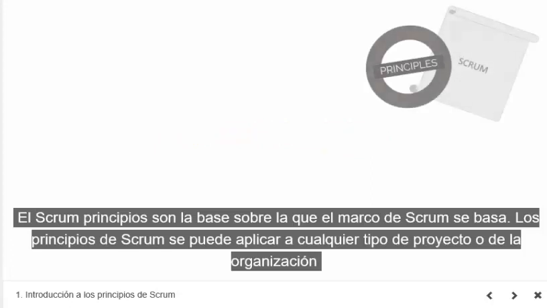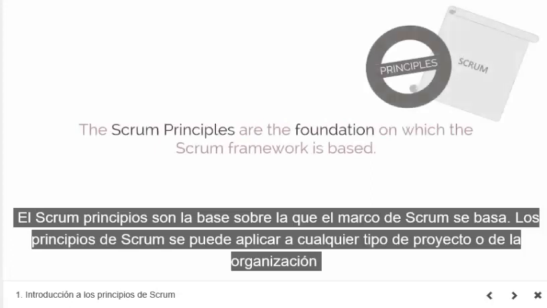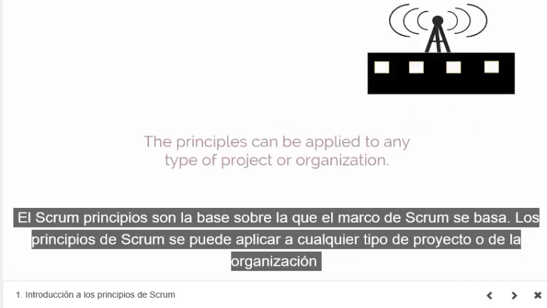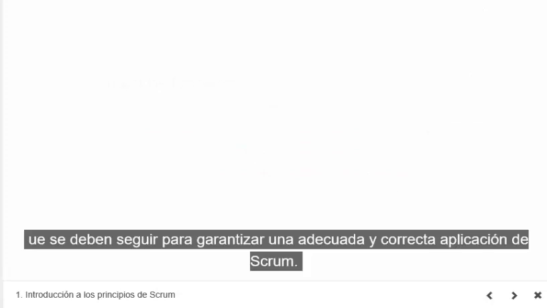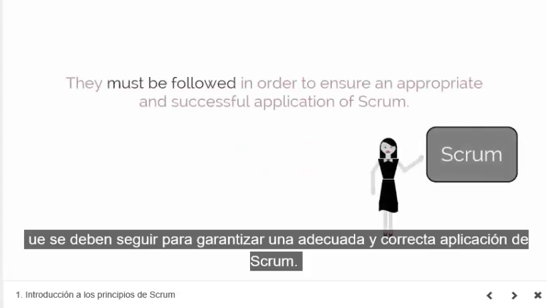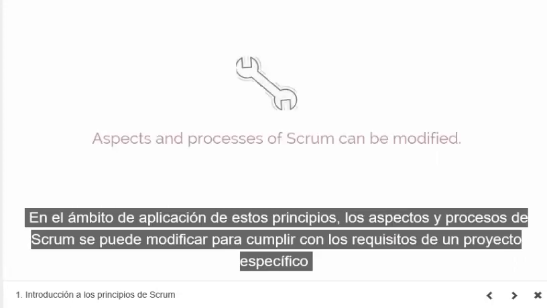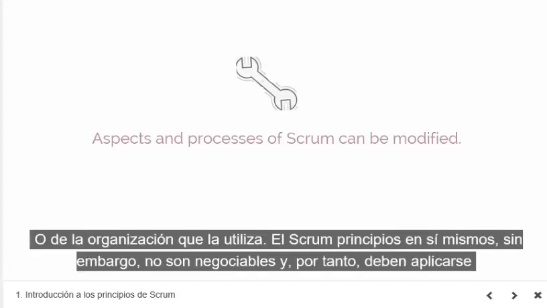And the Scrum Principles are the foundation on which the Scrum framework is based. The principles of Scrum can be applied to any type of project or organization. They must be followed in order to ensure an appropriate and successful application of Scrum. Within the scope of these principles, the aspects and processes of Scrum can still be modified to meet the requirements of a specific project or of the organization using them.